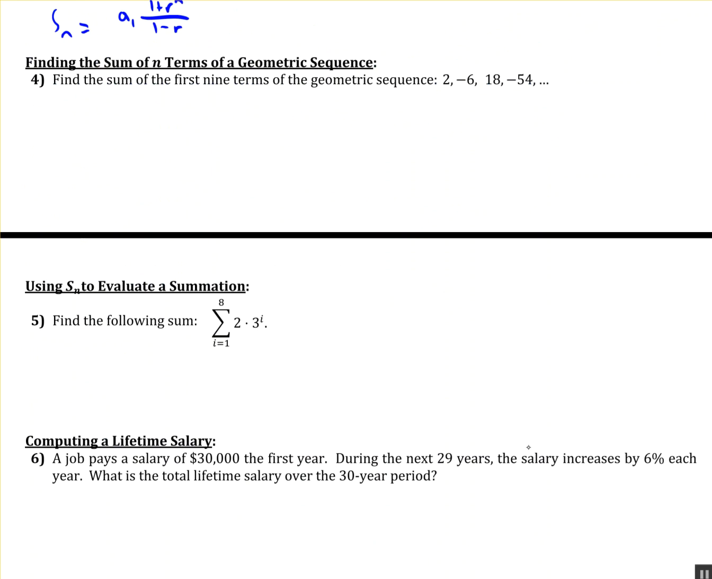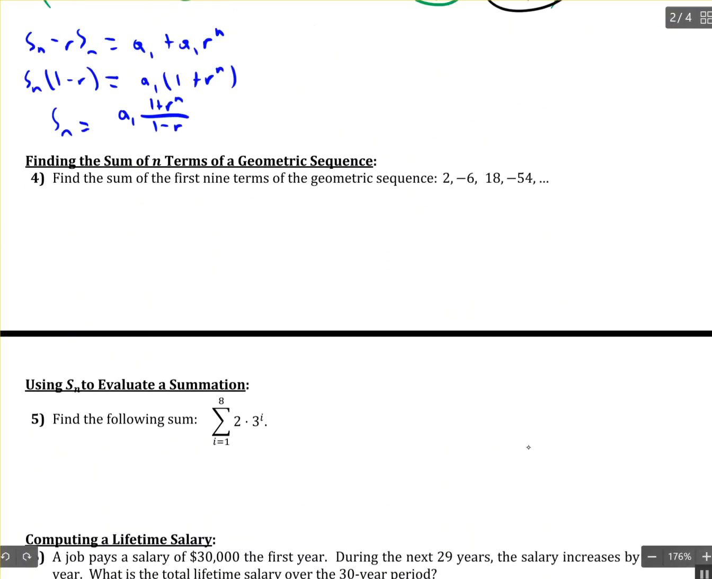Find the sum of the first 9 terms of the geometric sequence 2, negative 6, 18, negative 54. So to get from a1 to a2, we're multiplying by negative 3. So a1 equals 2, r equals negative 3. So S9, the ninth partial sum, is going to be 2 times 1 minus negative 3 to the ninth over 1 minus negative 3. So you can kind of see it gets big pretty quickly.